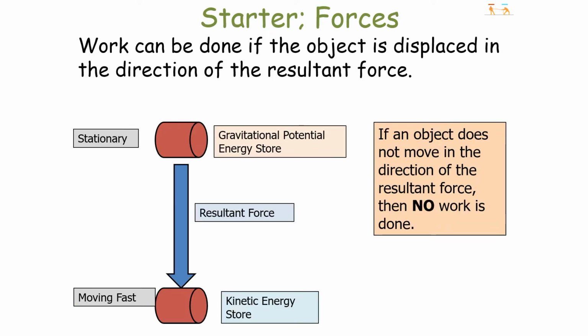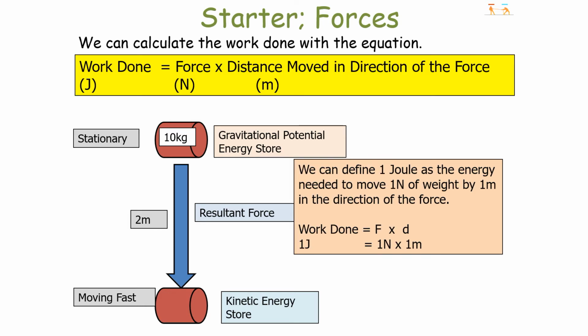Work can be done if the object is displaced in the direction of the resultant force. If an object does not move in the direction of the resultant force, then no work is done on the object. Like we said before, we can define 1 joule as the energy needed to move 1 newton of weight by 1 meter in the direction of the force. We can see this because the work done is equal to force times distance, so 1 joule is equal to 1 newton times 1 meter.